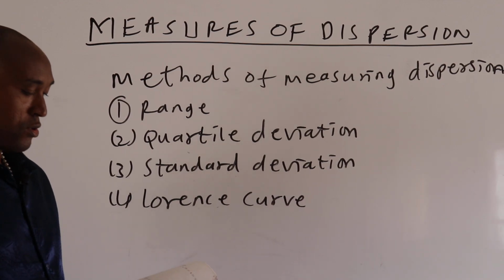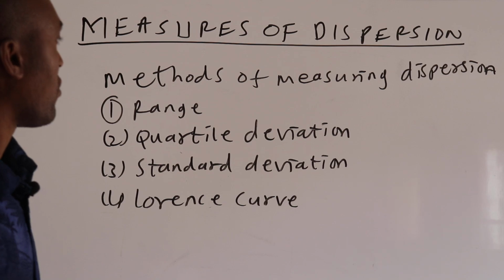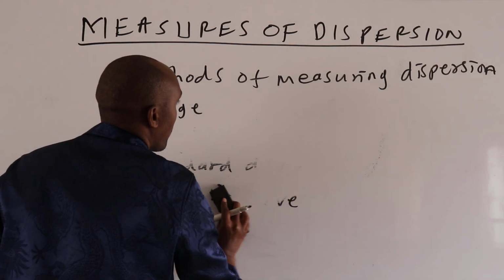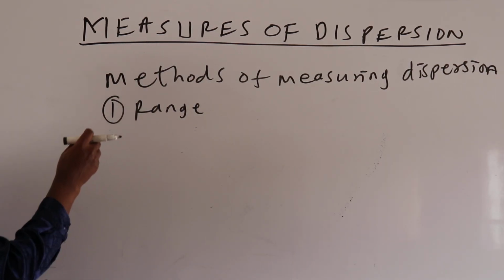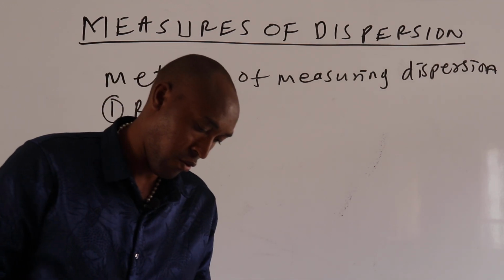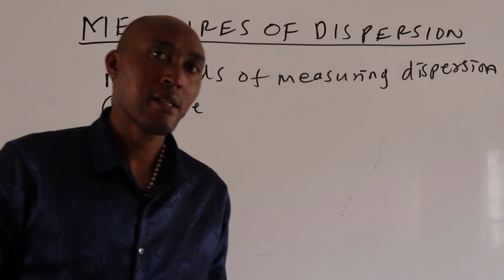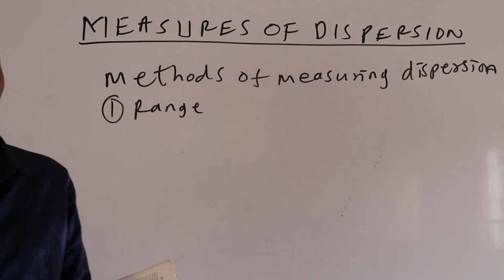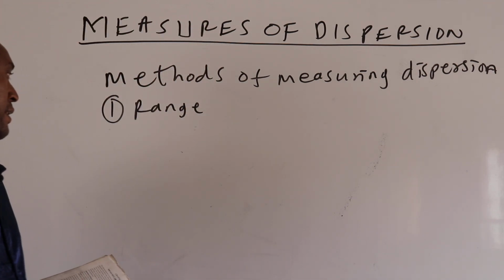For today, you are going to concentrate on the first one, the range. We want to know what range is and how we can use it to calculate the measure of dispersion. A range is defined as the largest number in a data set minus the lowest number in a data set. Basically, it's just the difference between the largest value and the smallest value in a data set.